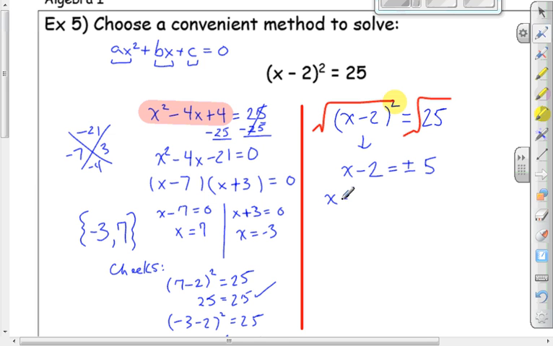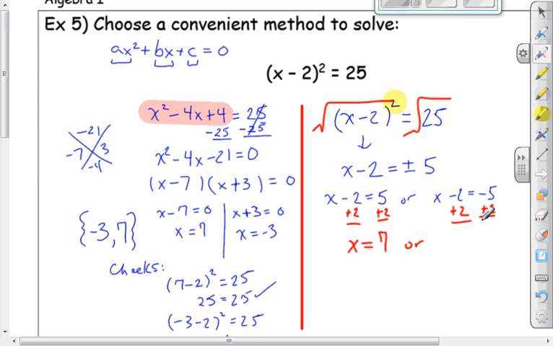So I'm going to rewrite them separately. x minus 2 is equal to positive 5, or x minus 2 is equal to negative 5. Now we solve each of these. And watch how these solutions will match up with our solutions from the left-hand side. 5 plus 2 is 7, so x equals 7. Or add 2 to both sides here. Negative 5 plus 2 is negative 3. Well, look at that. Those are the solutions we had by doing it by factoring.